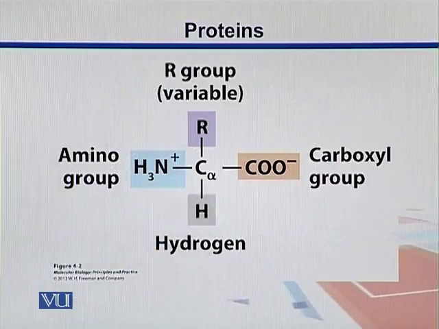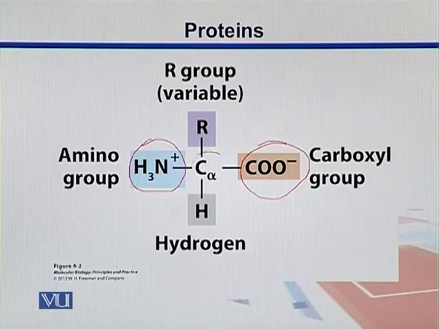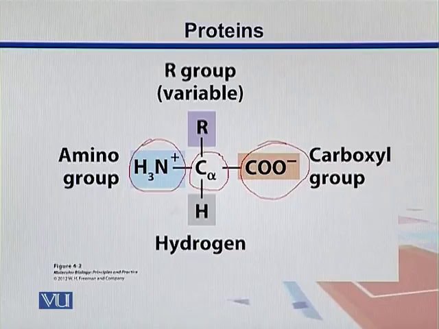Here we see in this diagram the structure of an amino acid. Amino acids are made up of an amino group and a carboxyl group attached to the same carbon. We call this carbon the alpha carbon. Carbon has a valency of 4, so at the same time it can attach to 4 different molecules. Down below we see a hydrogen, and up there is a variable group R.